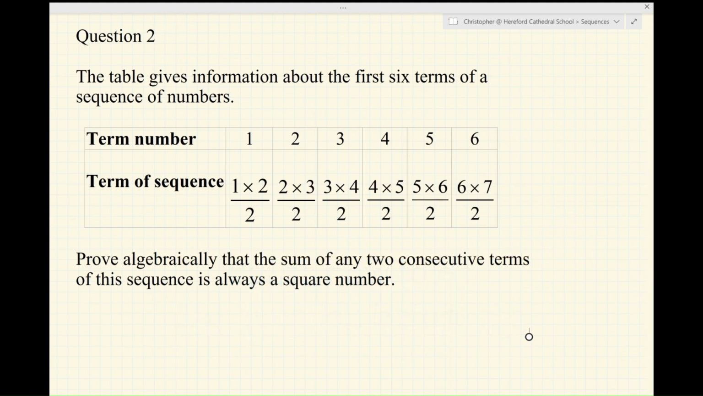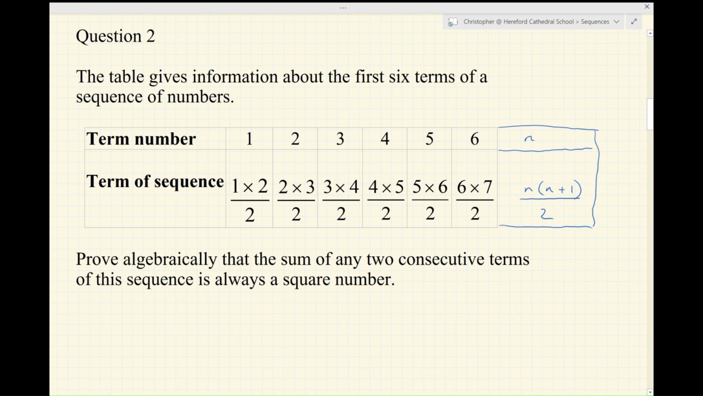Right, we need to write an expression for the nth term of this sequence. Now the nth term is going to be n lots of n plus 1, because, for example, the 6th term is 6 times 7, and that's going to then be divided by 2. So there's an expression for the nth term of this sequence.